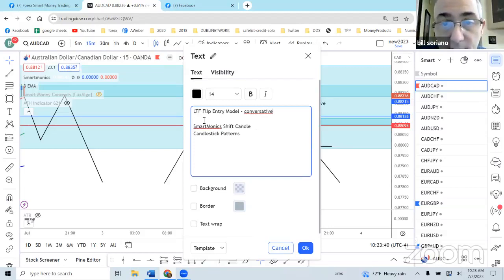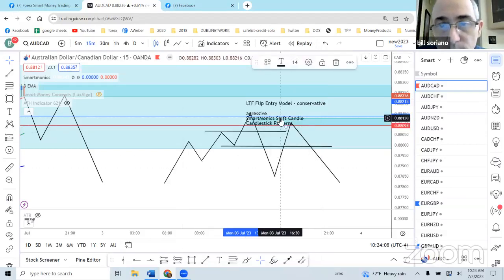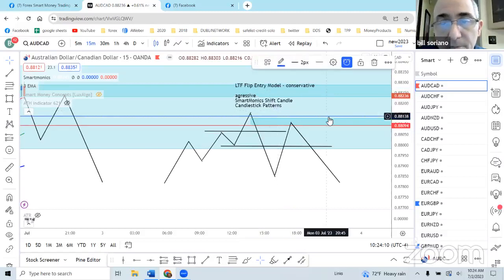And then these entry models here, conservative, I can't spell today. Conservative, right? And these entry models here, although good, would be considered more aggressive. So just something to keep in mind.